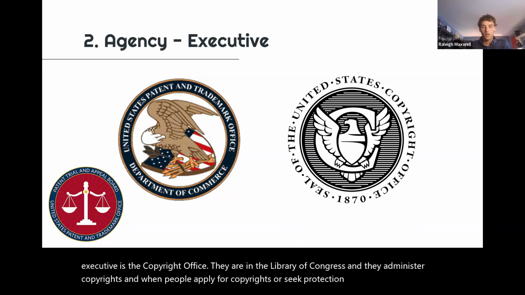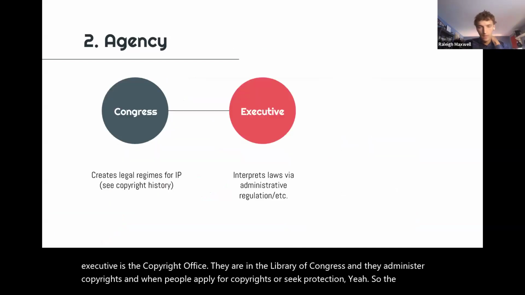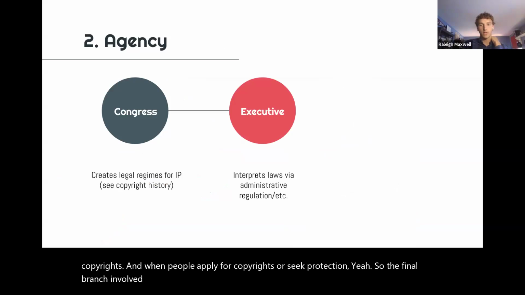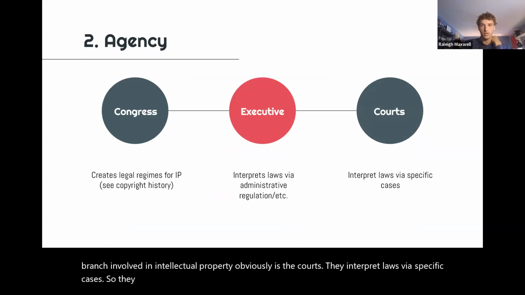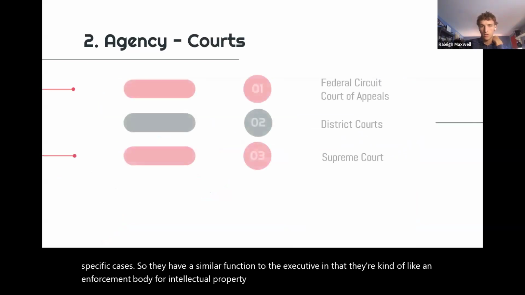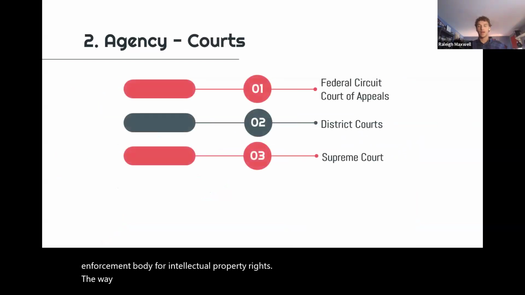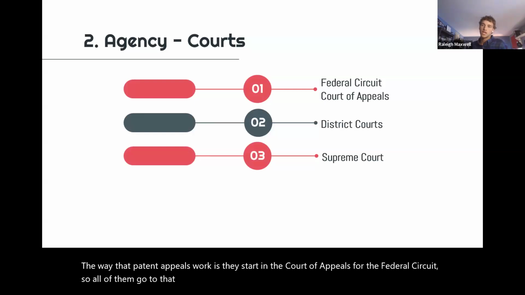So the final branch involved in intellectual property obviously is the courts. They interpret laws via specific cases. They have a similar function to the executive in that they're an enforcement body for intellectual property rights. The way patent appeals work is they start in the Court of Appeals for the Federal Circuit. All of them go to that singular court, and then they can be appealed to district courts, and then finally the Supreme Court.